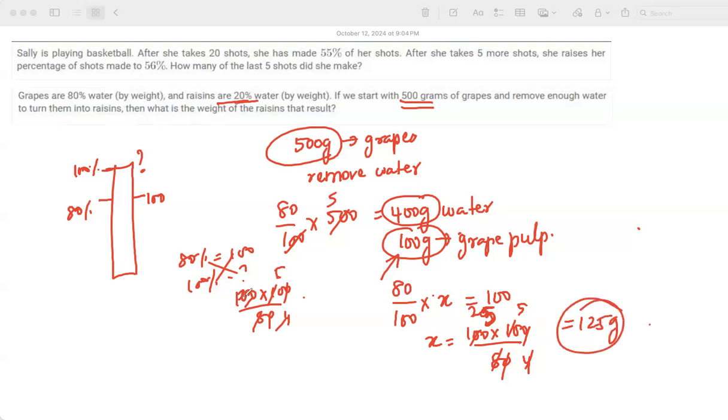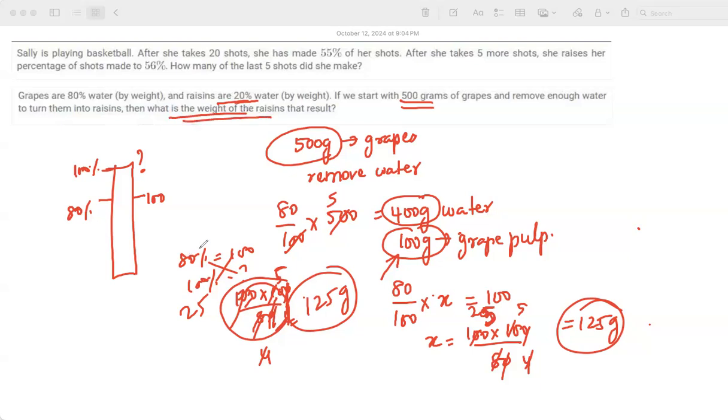So the last step was incorrect. 100 times 100 by 80: this gets cancelled. 2 4s are 8, 2 5s are 10. This is a 25, so that becomes 125. So 125 grams is the weight of the raisins. Does it make sense? Was it hard? Did you get it? I think I did.